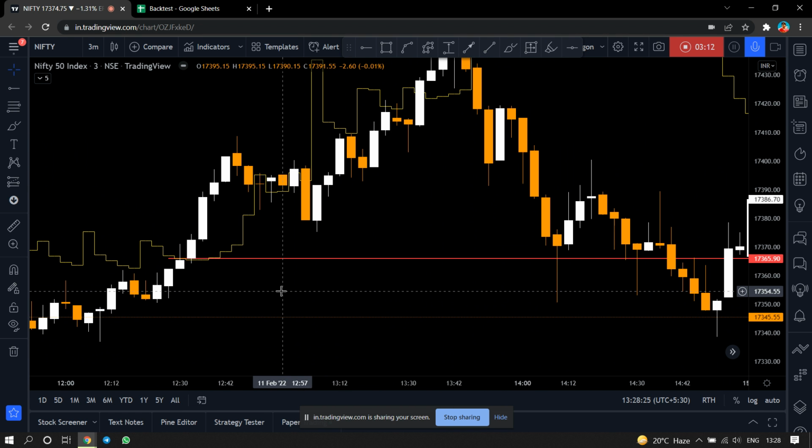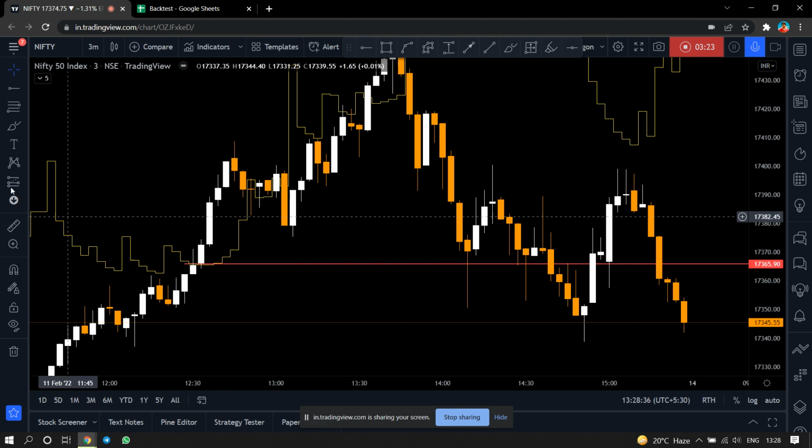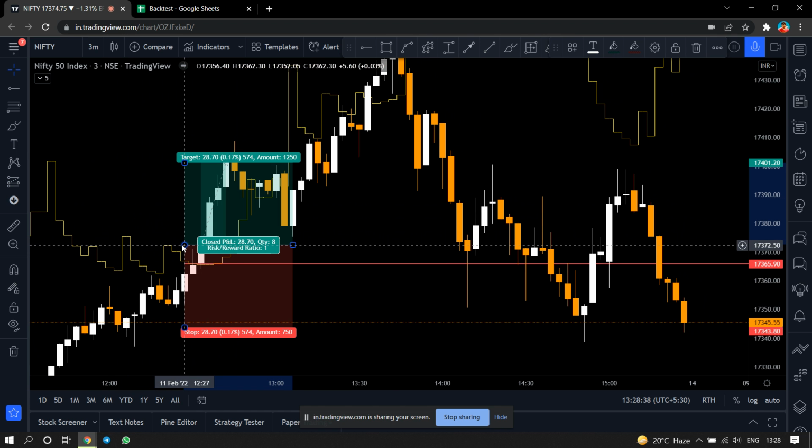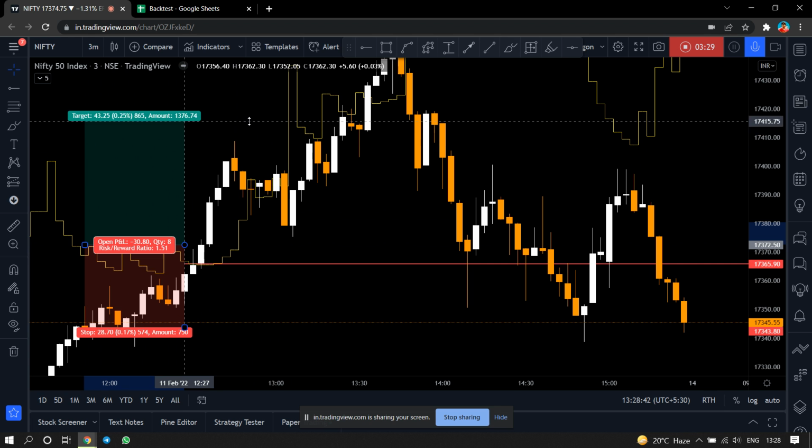and I'll draw a horizontal line here. The next step is to wait for a candle to give a closing above it. Now this candle has given a closing above it, and at this particular point we'll be entering our trade. Now it's up to us what risk reward ratio we want to maintain.